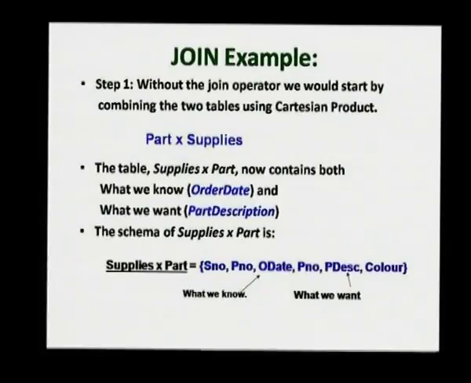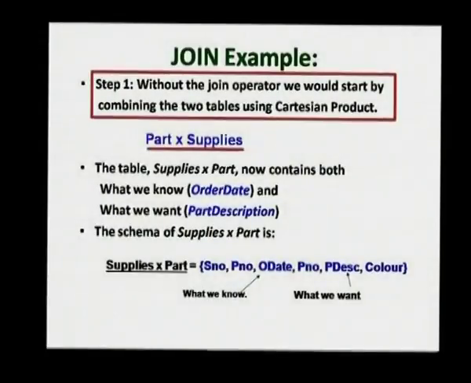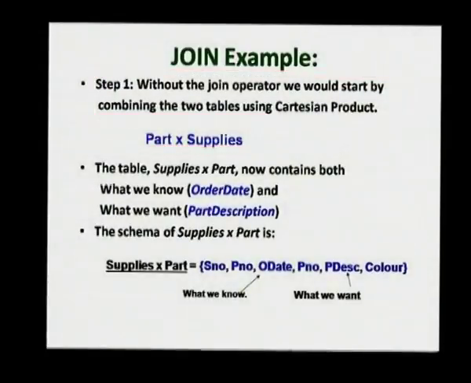So now let us quickly go through an example. This is trying to tell you that this join is equivalent to a set of operations, so we are looking at that set in a quick way. Without the join operation, we could start by combining the 2 tables using Cartesian product.